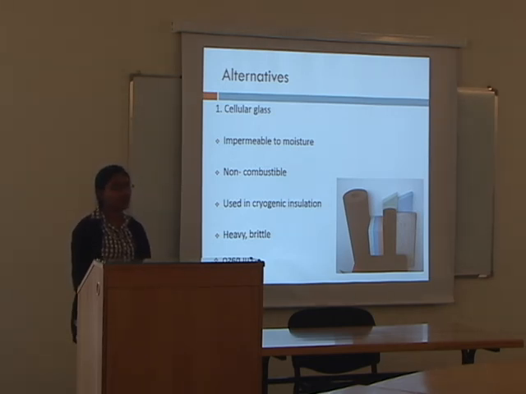Cellular glass is one of the alternatives. It is made from shredded glass and passed through hydrogen sulfide. It is impermeable to moisture, that is, it does not allow vapor transport. It is non-combustible, it does not burn. It is used in cryogenic insulation, that is, at low temperatures. It is heavy and brittle, so it might easily break when used for buildings, and it is very expensive, which is the main disadvantage of cellular glass.